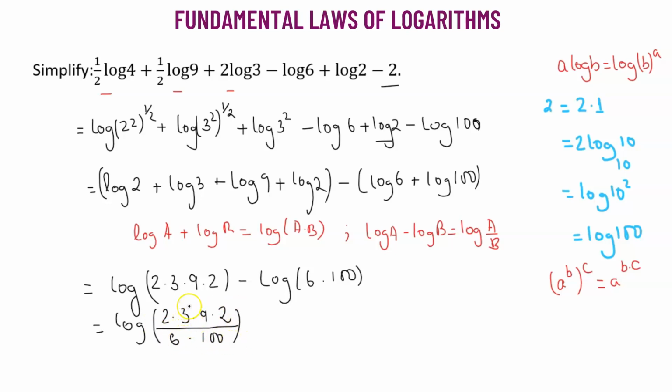So we have 3 times 2, that's 6. So this 6 and 6 go away. And we have 2 times 50, which is 100. So we have 9 over 50, the log of 9 divided by 50. So this is going to be the simplified value of the given logarithmic expression, log of 9 over 50.